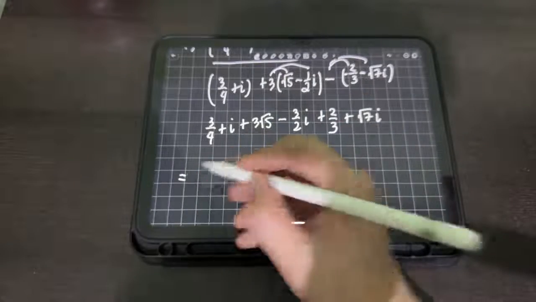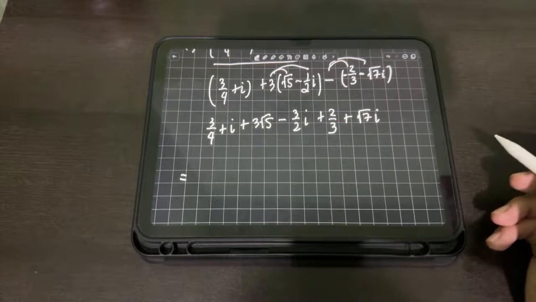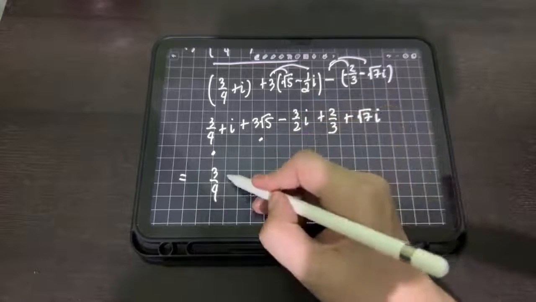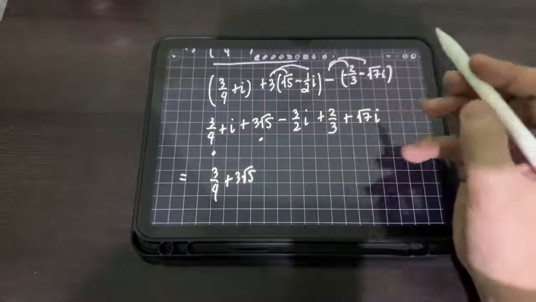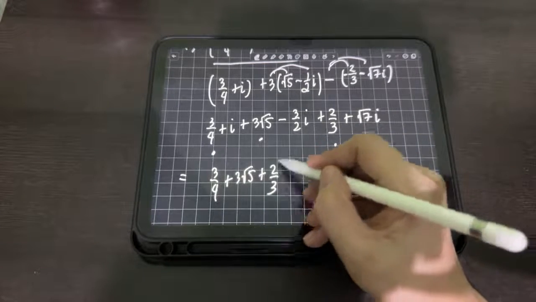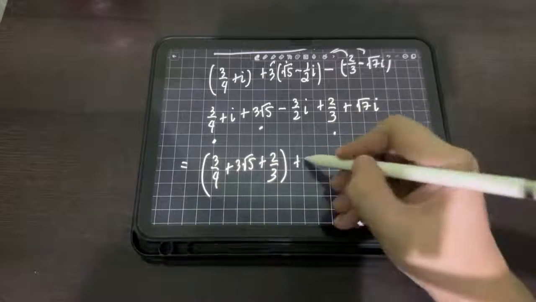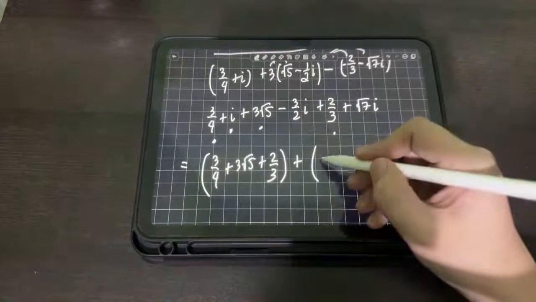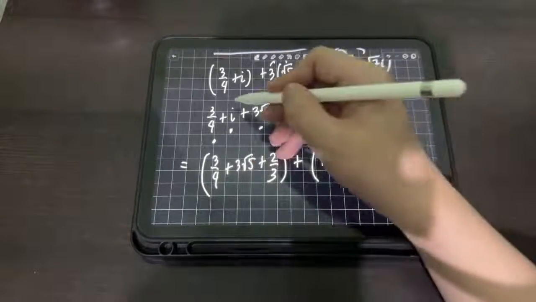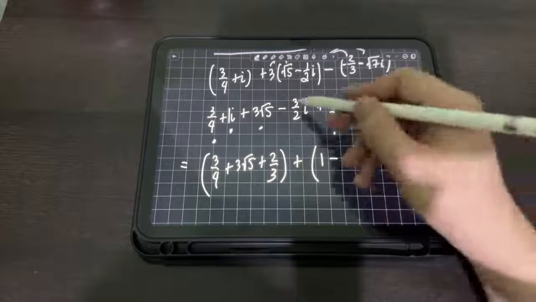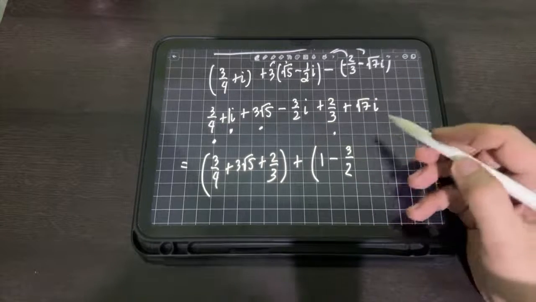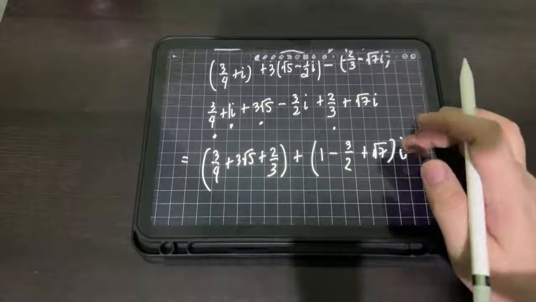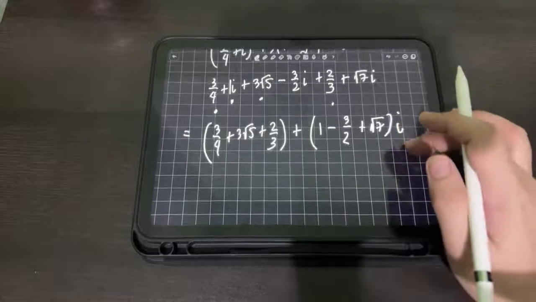So we don't have grouping symbols anymore. We can combine similar terms. So for the real parts, 3/4 plus 3 square root of 5 plus 2/3. Plus, combine the imaginary parts. We have i, or that's equivalent to 1i. So we have 1, then minus 3/2 i plus square root of 7i. So we can simplify this.